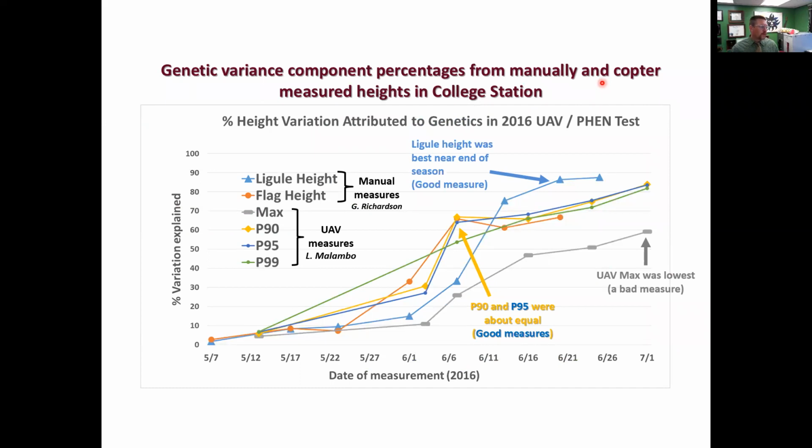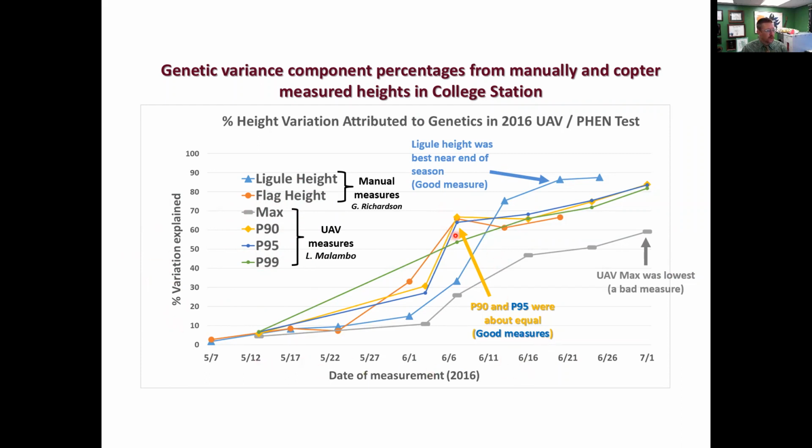One of the ways that we look at this is at different height measures. We have 2 manual measures, ligule and flag leaf, and then we have 4 UAV measures we extracted from the images from structure from motion. We have the max, which is the very top point. We have P90, which is the 90th percentile in the point cloud, P95 and P99. And so we can see at some points, actually, this is the genetic variance, the percent variance explained by genetics, and the data measurement.